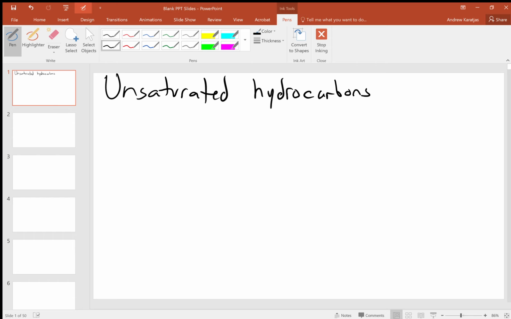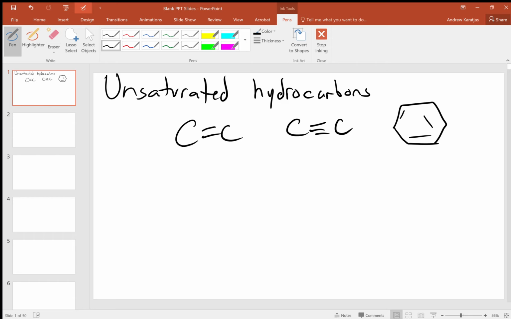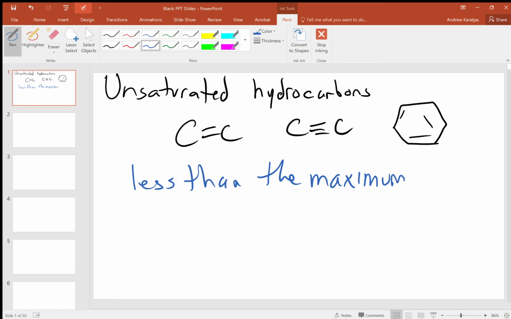So this term unsaturated is something that you've probably seen before. You may even have heard it in other contexts. But what we're referring to are carbon-carbon double bonds, triple bonds, and aromatic rings. And each of these can be referred to as unsaturated because they have less than the maximum number of hydrogens for the number of carbons that they contain.